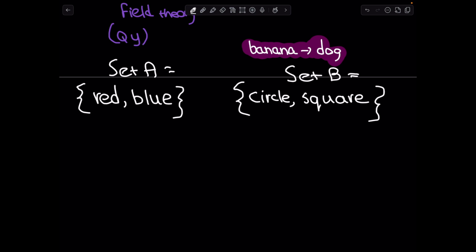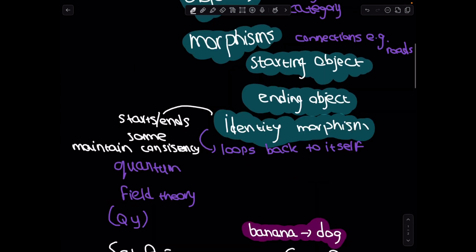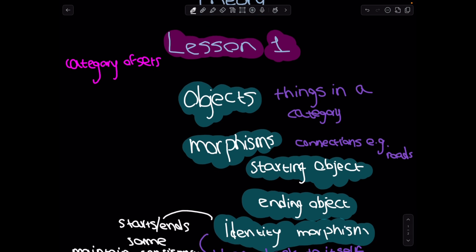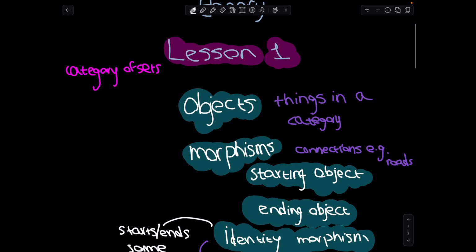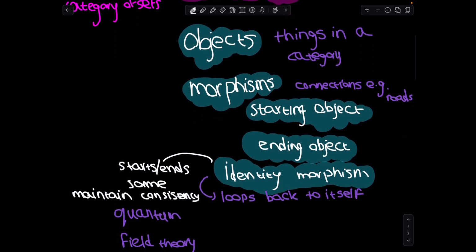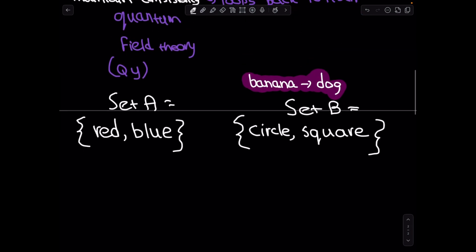So I have two sets. So what? And now I want to kind of define things in a category. So red, blue, circle, and square are the objects, and then the morphisms are the connections which we haven't made yet.